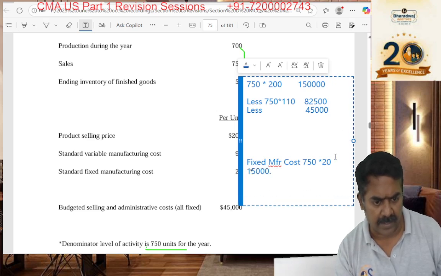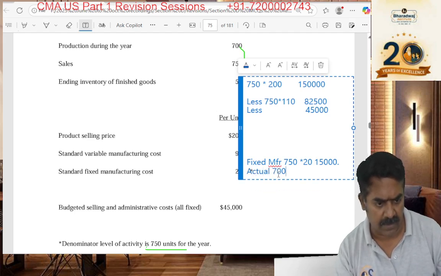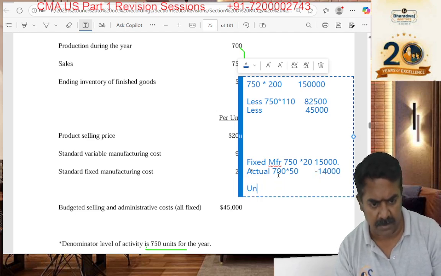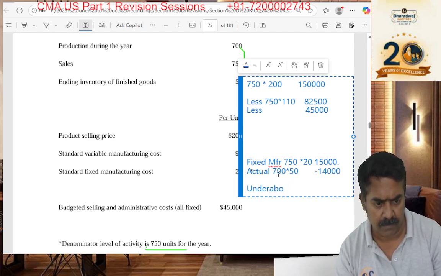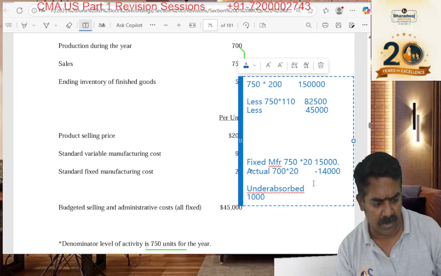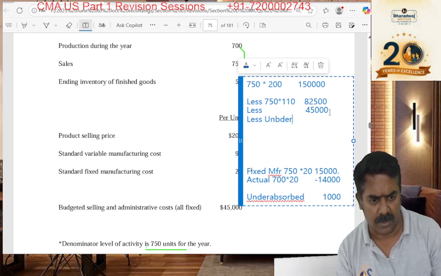But actual manufactured is 700. 700 into 15. This is what is absorbed. How much is absorbed? 14,000 is absorbed. Balance is under absorbed. We'll charge it in the P&L account. So 700 into 20. What is under absorbed? 1,000 that we recognize in the P&L account. We call it volume variance or whatever. Less under absorbed overheads.